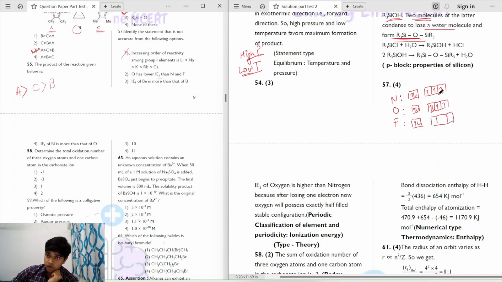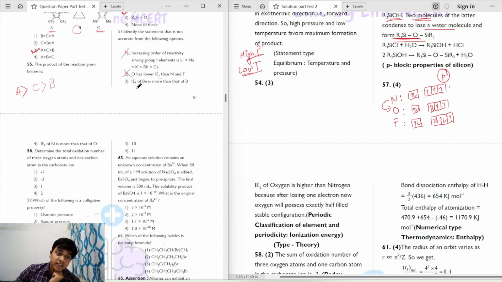If we take a look at nitrogen, we can see that we have a half-filled electronic configuration. We have p3, and all orbitals are filled with one electron. So this is a half-filled electronic configuration, and that is why it is more stable. Because of this stability, nitrogen has a higher ionization energy than oxygen, and obviously fluorine will also have a higher ionization energy than oxygen because it is towards the right side of oxygen in the periodic table. So oxygen does have a lower first ionization enthalpy than nitrogen and fluorine. So statement 2 is also correct, so it will not be our answer.